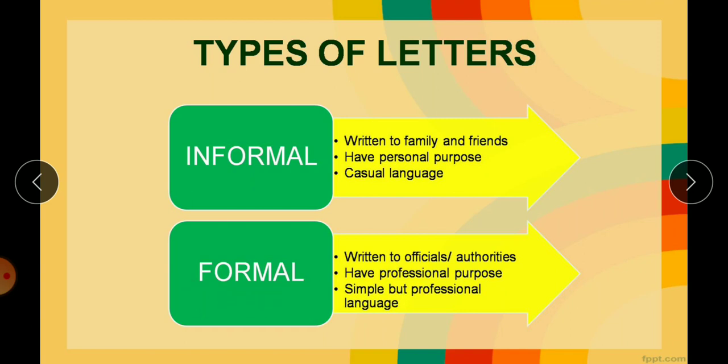But formal, these are written to officials or authorities. Officials and authorities means for some business purpose you are writing. Have professional purpose. Professional purpose means they will be having some different objective. That means some business objective will be there. Simple but professional language. इनकी भी language जो हम लिखते हैं वो simple ही होती है. It's also easy. But there are certain professional terms that we have to use. So that's a professional language. So this is the difference between informal and formal.